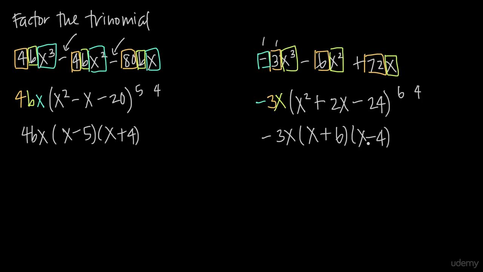And if we want to just double check ourselves, we can say x times x gets us back to x squared. x times negative 4 is a negative 4x plus 6x, that's going to give us a positive 2x, and then a positive 6 times a negative 4 does in fact give us a negative 24. So we can see that we do get back to our original trinomial, which means that we factored here correctly.